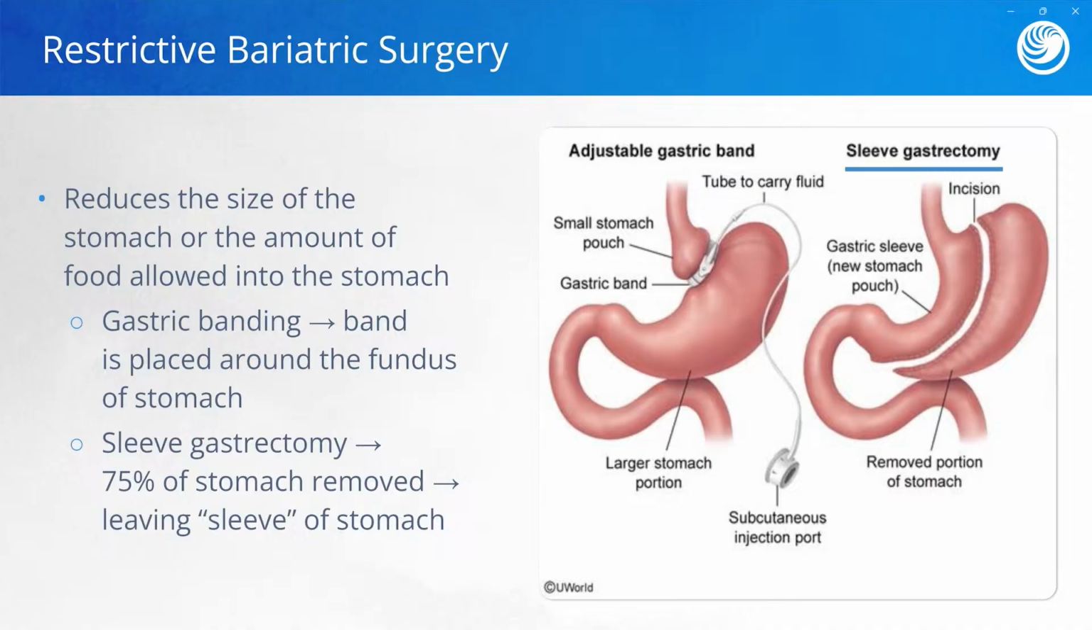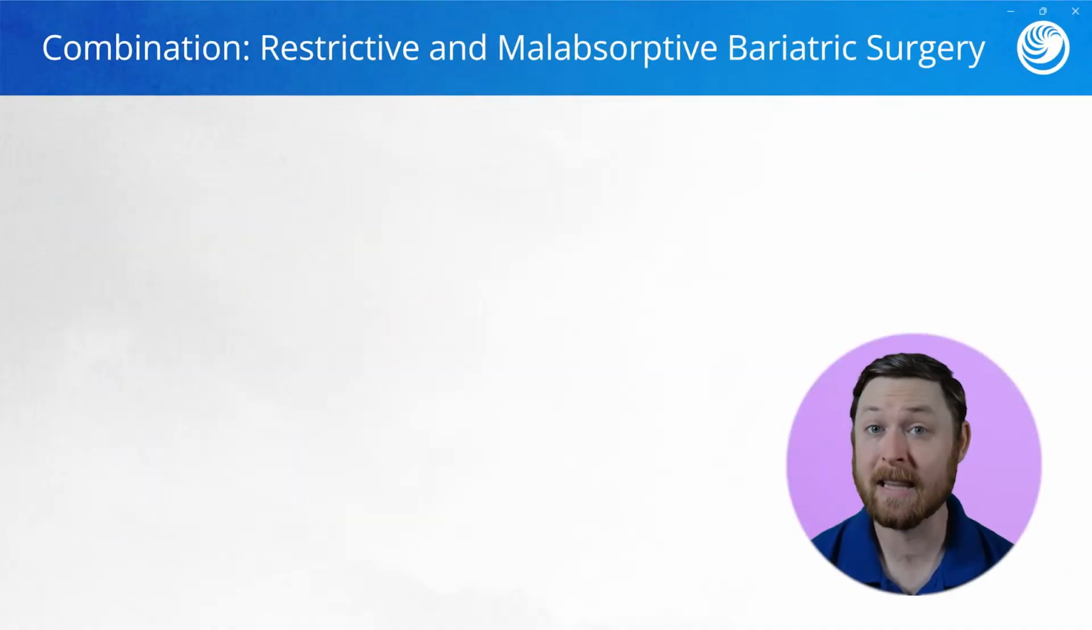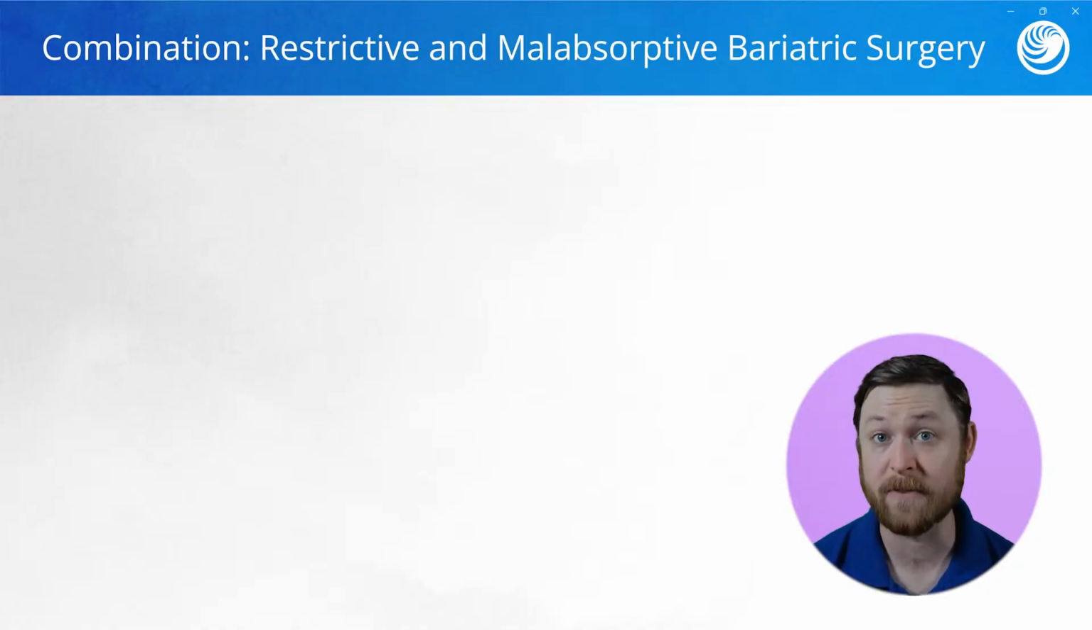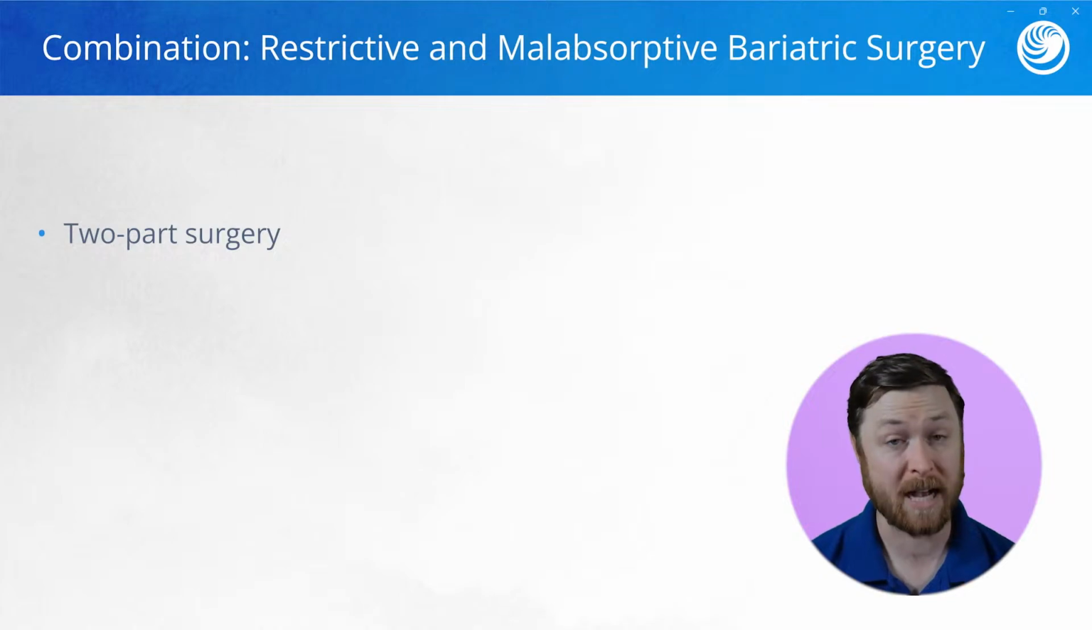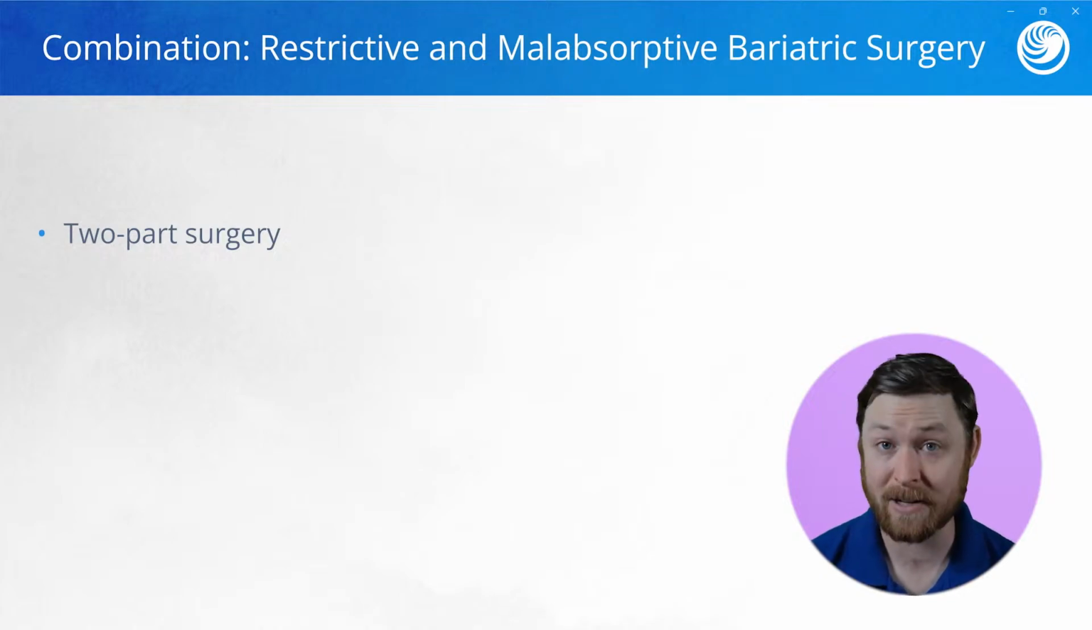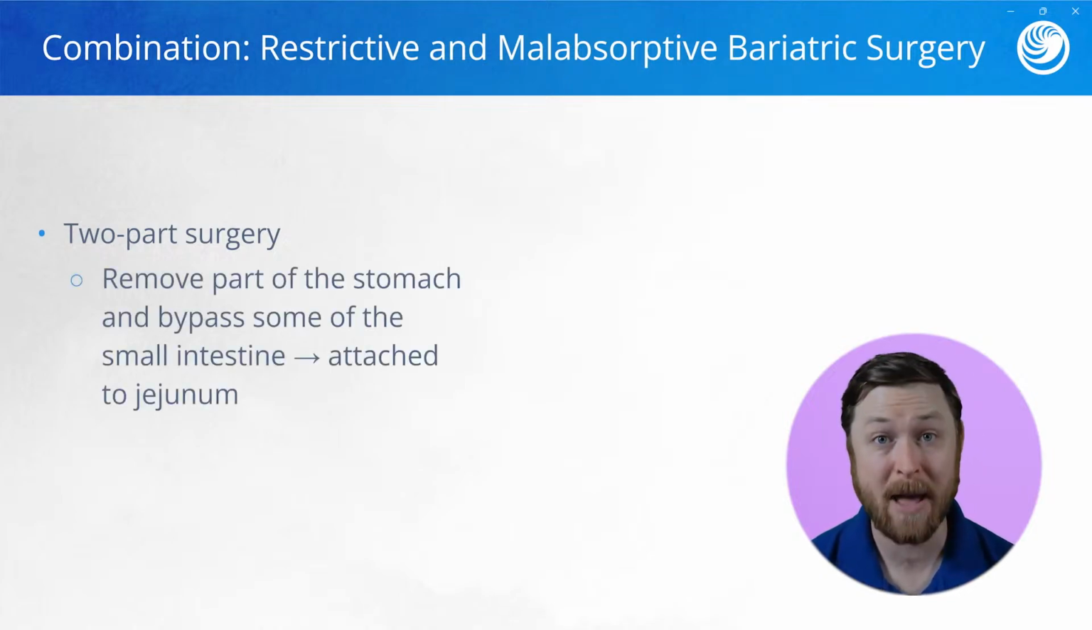A sleeve gastrectomy is a procedure that removes up to 75% of the stomach, creating a sleeve of stomach that again makes the client feel full after ingesting only a small amount of food. Next, let's talk about the combination of restrictive and malabsorptive bariatric surgery, where the size of the stomach is reduced and part of the small intestine is bypassed.